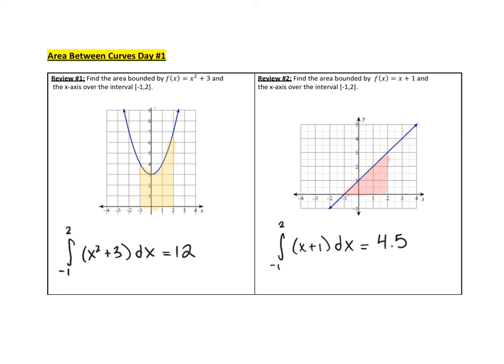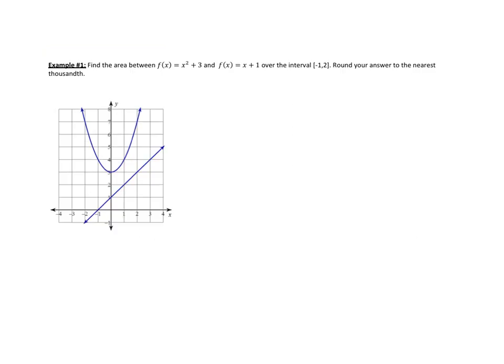Now, this was kind of like a review because I need it for the second part. So what if I put these two graphs together on the same set of axes? So you see how now I've put them together. And I want to find the area between the x squared plus 3, this parabola, and the x plus 1, this line, over the interval from -1 to 2. So what I'm asking you to do is kind of combine the two things together. So I'm going to show you what I have here.